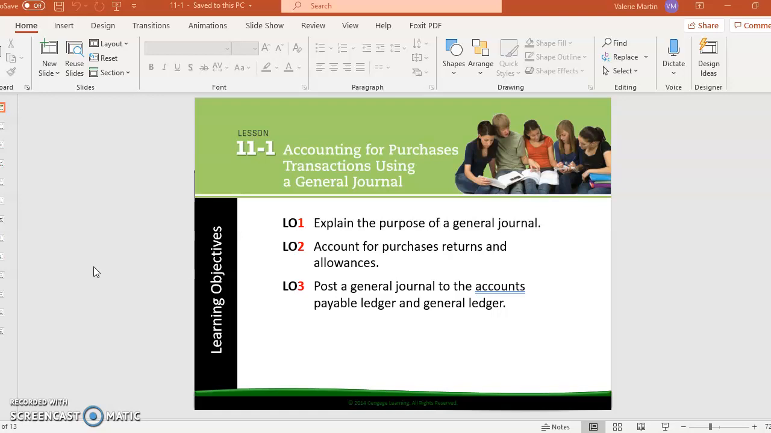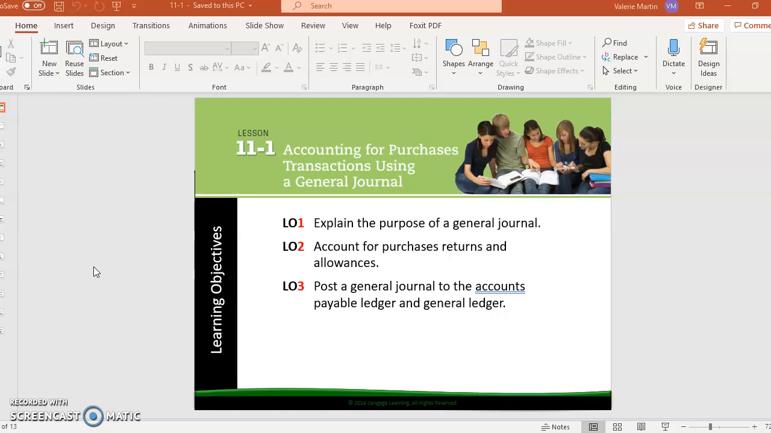So I want to continue on with lesson 11, or chapter 11, excuse me. What this chapter is going to be about is accounting for transactions using a general journal. So we have already talked about a general journal. We just finished up talking about special journals.